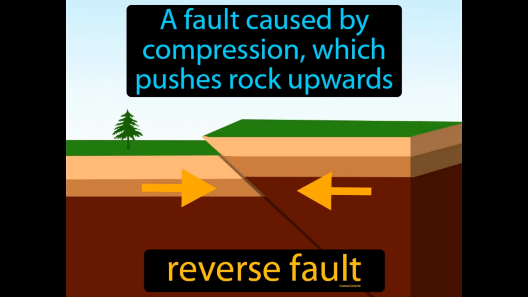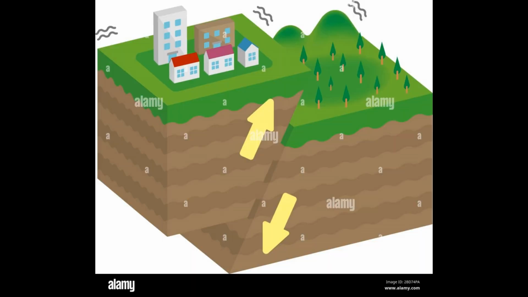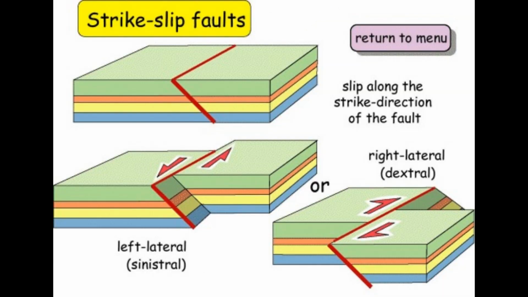Reverse faults occur in areas where the crust is shortened, such as the convergent boundary. Reverse faults, especially those along convergent plate boundaries, are associated with the strongest earthquakes, megathrust earthquakes, nearly all of which are magnitude 8 or greater. Megathrust earthquakes are responsible for approximately 90% of the total seismic moment released worldwide.